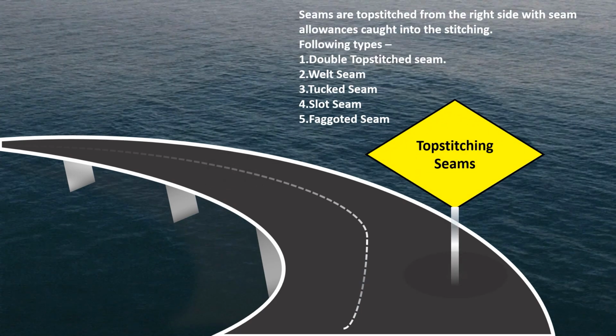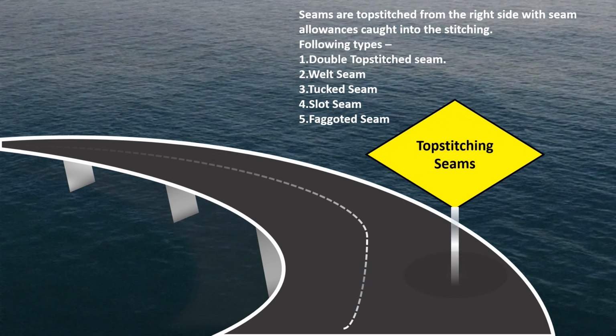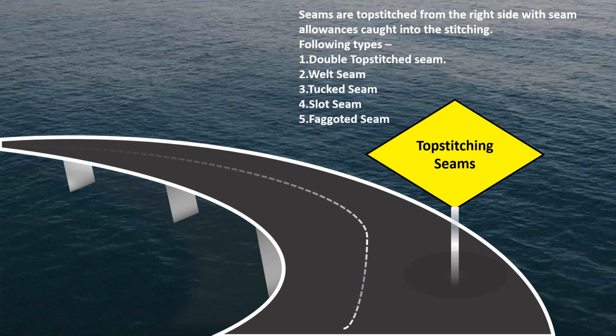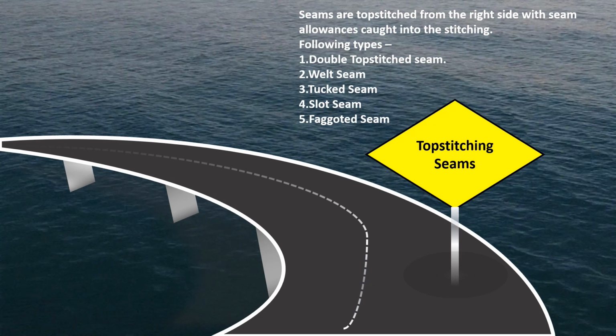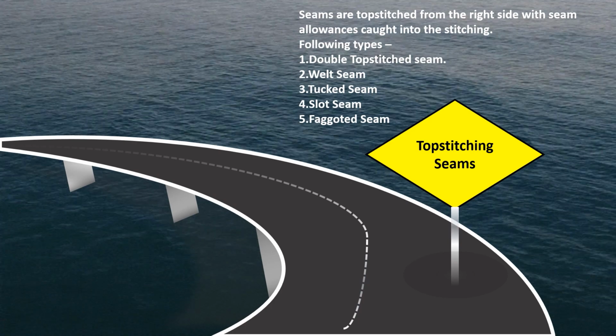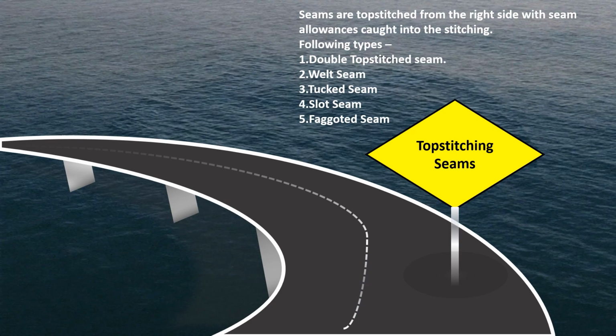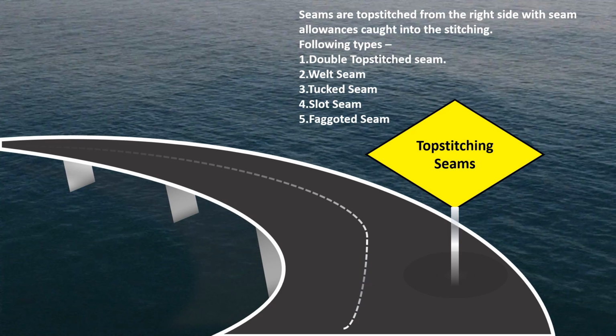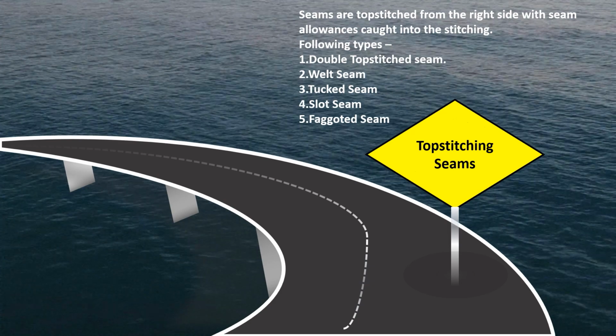Top stitching seams. Seams are top stitched from the right side with seam allowances caught into the stitching. Following types: double top stitch seam, welt seam, tucked seam, slot seam, fagoted seam.